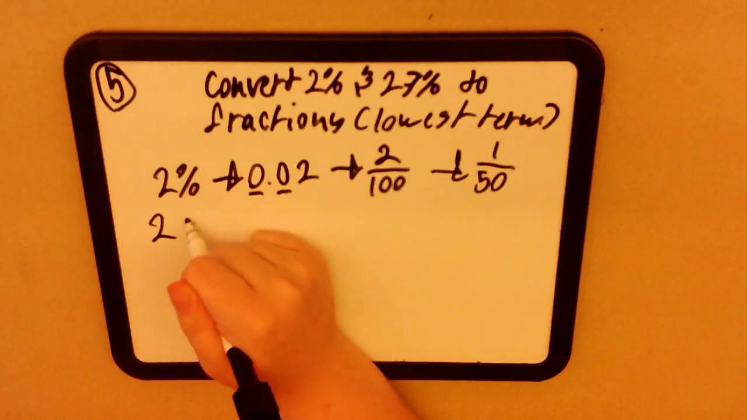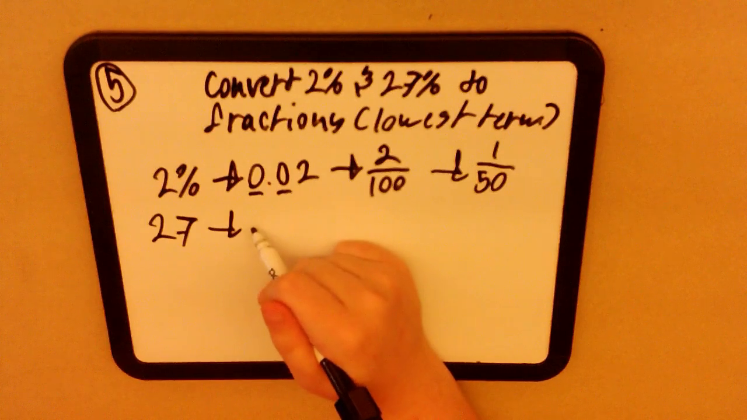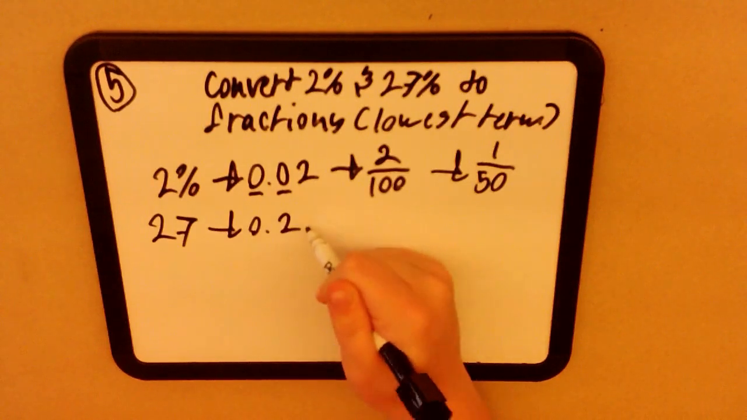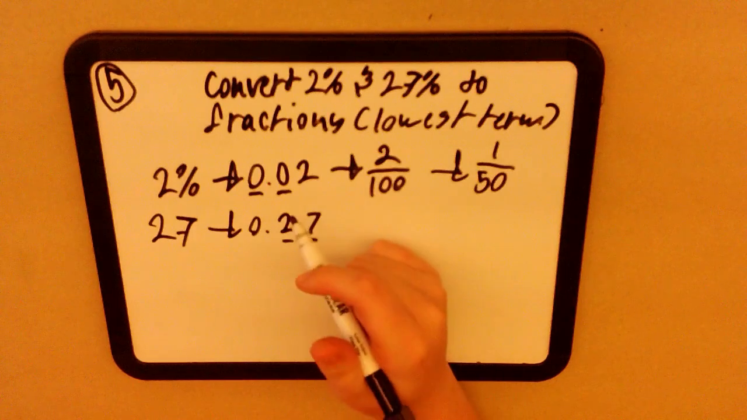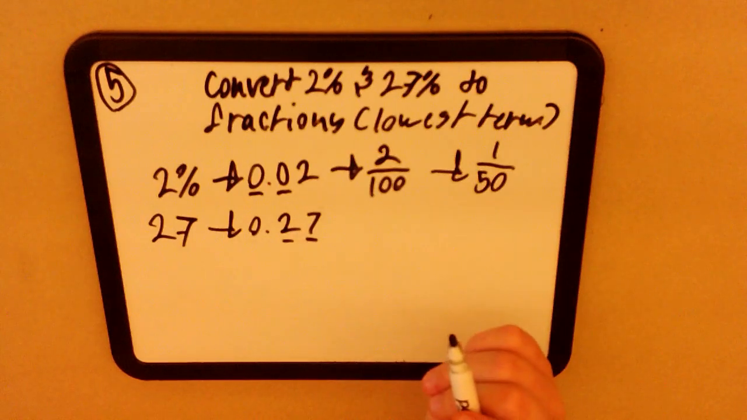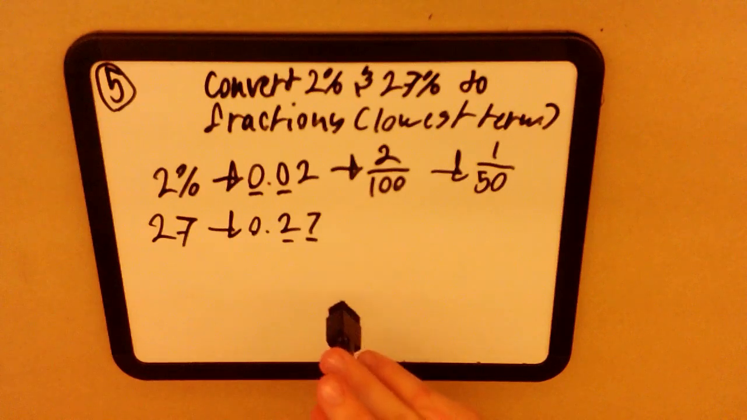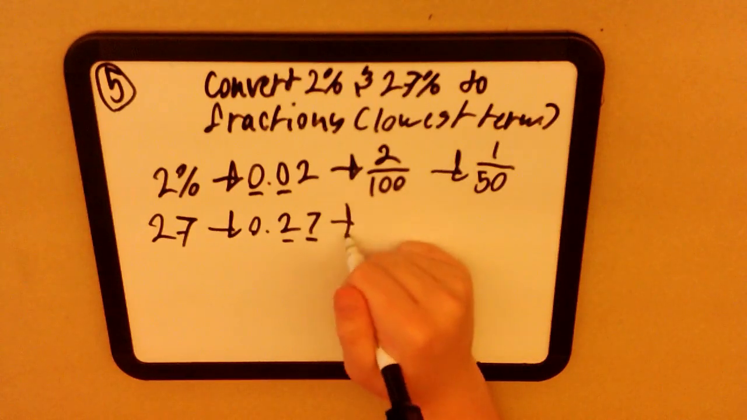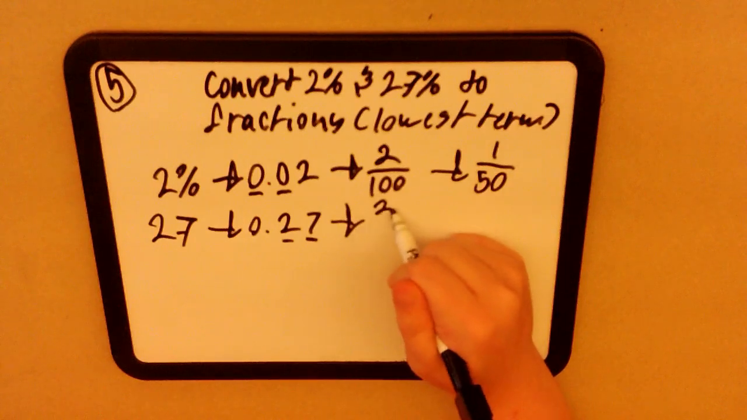And now we're going to look at 27%. And so that is going to be 0.27. And we are kind of still 2 away from the decimal point, which is technically 2 before. So that's going to equal 27 over 100, because we are in the hundredths place.